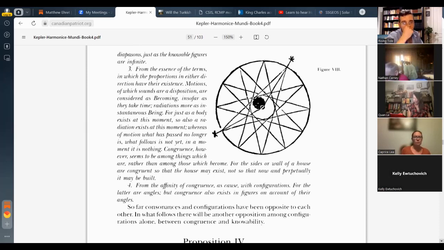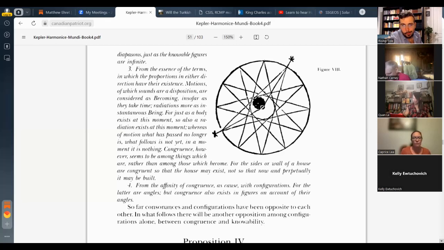Radiation more as instantaneous being. For just as a body exists at this moment, so also a radiation exists at this moment. Whereas of motion, what has passed no longer is, what follows is not yet, in a moment it is nothing. Congruence, however, seems to be among things which are rather than among those which become.